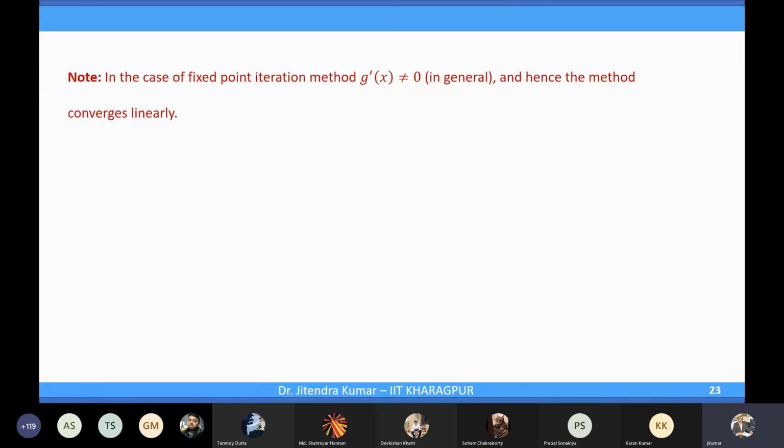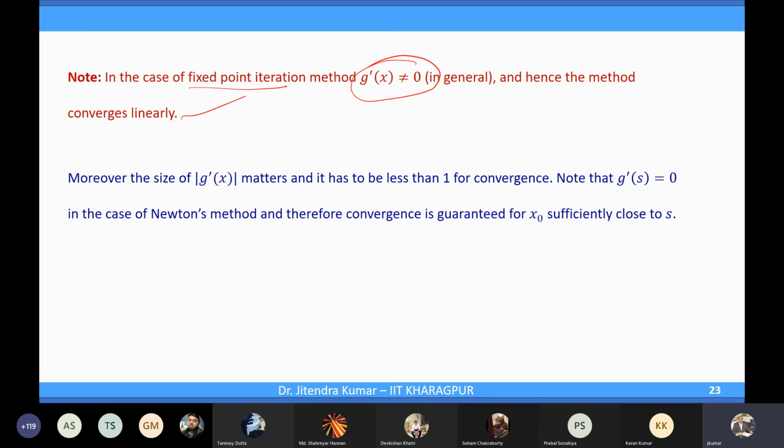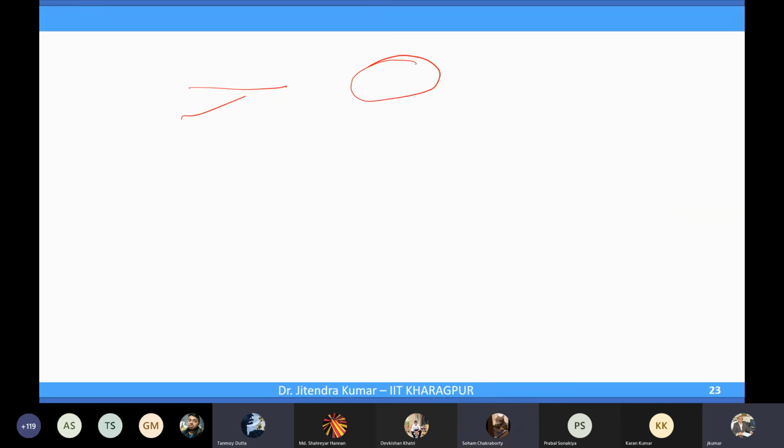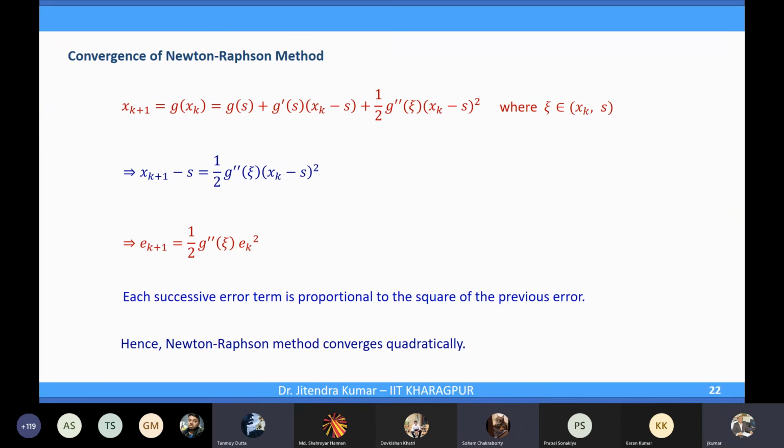In general, in the fixed point iteration method, G prime of x is not equal to 0, and hence the method converges linearly. The bisection method also converges linearly. But the Newton-Raphson method converges quadratically, and that's a big advantage. How can we say it converges linearly in that case? Because there will be the remainder term in that case also, like there will be half G double prime. Initially it is dominant.